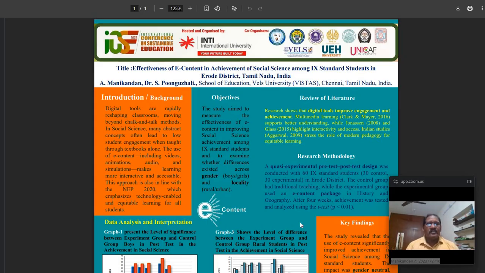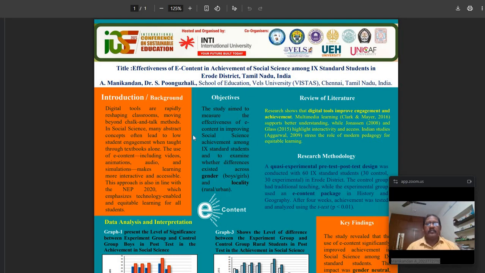Research methodology. The quasi-experimental pre-test post-test design was conducted with 60 9th standard students, 30 for the control group and 30 for the experimental group, in Erode district. The control group had traditional teaching while the experimental group used an e-content package in history and geography. After 8 weeks, achievement was tested and analyzed using the t-test and ANOVA.